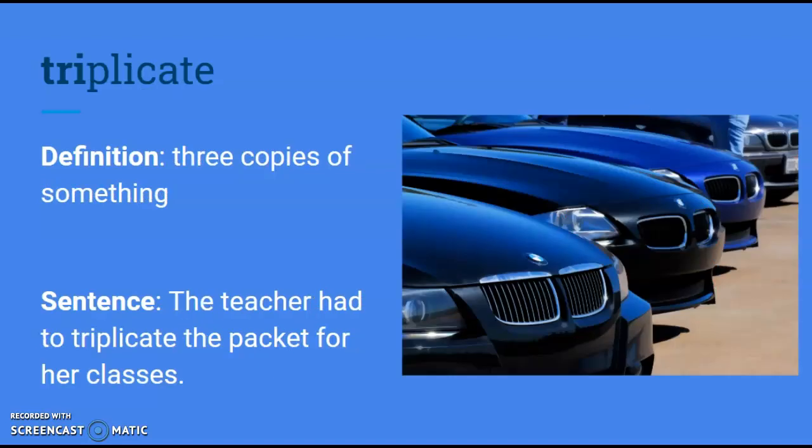Your next word is triplicate. This is to make three copies of something. The teacher had to triplicate the packet for her classes. Normally you hear the word duplicate. That means when you make two of something. Triplicate just means to make three.